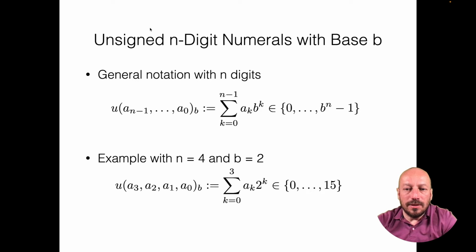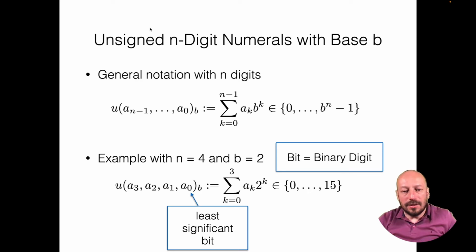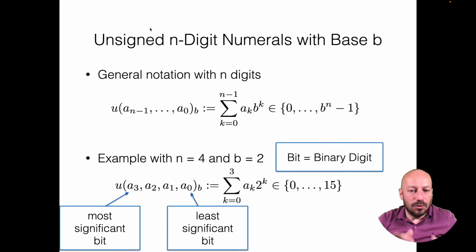I was already using the term bit for binary digit. Other terms that we often will use are least significant bit and most significant bit. And this is about the position of a certain bit and what weight it is associated with. So for example, the least significant bit is associated with the weight 1 and the most significant bit, in this case, with the weight 2 exponent 3, or in general with the weight 2 exponent n minus 1.